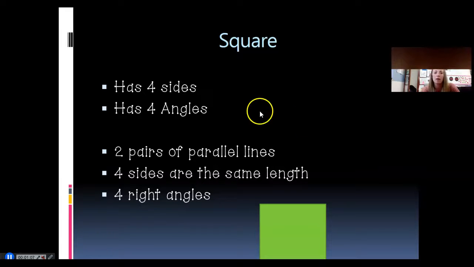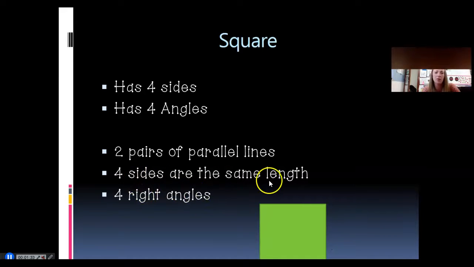This is a square. It has four sides, 1, 2, 3, 4. It has four angles, 1, 2, 3, 4. It has two pairs of parallel sides. This is parallel and this is parallel. That's one set. This is parallel and this is parallel. That is two sets of parallel lines.